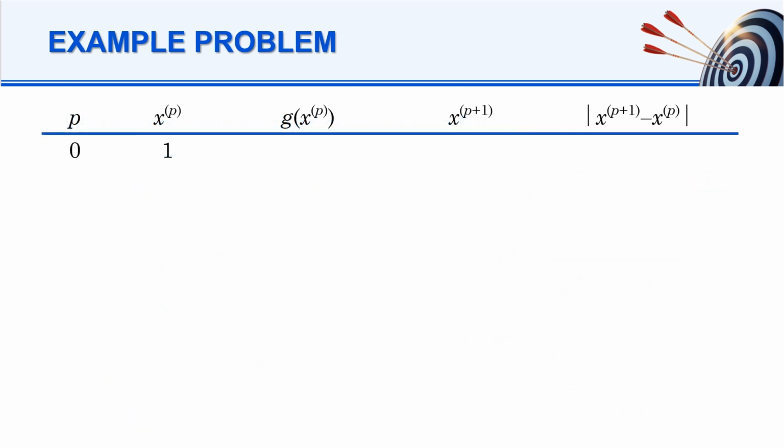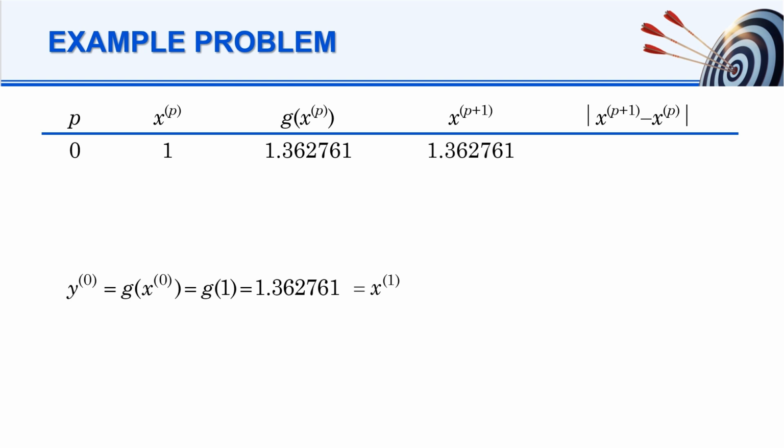We start with the initial guess of x0 equals 1. The vertical projection on the curve is found as follows. The value of 1.362761 is projected on the origin line. This is recorded as x1, that is, it is the first step estimate. Next, we calculate the absolute error between x1 and x0 estimates.